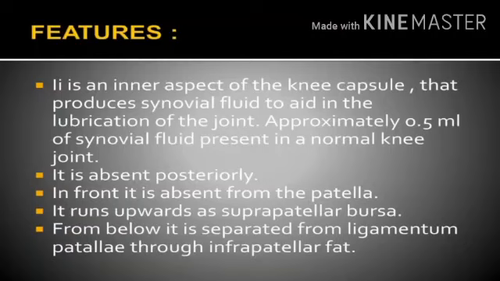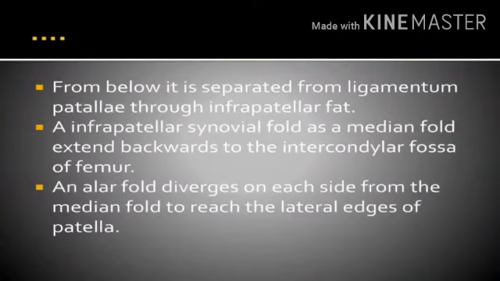Features. It is the inner aspect of the knee capsule that produces synovial fluid to aid in the lubrication of the joint. Approximately 0.5 milliliter of synovial fluid is present in a normal knee joint. It is absent posteriorly. In front, it is absent from the patella. It runs upward as the suprapatellar bursa. From below, it is separated from the ligamentum patellae by the infrapatellar pad of fat. From below, an infrapatellar synovial fold as a median fold extends backward to the intercondylar fossa of the femur, and an alar fold diverges on each side from the median fold to reach the lateral edges of the patella.